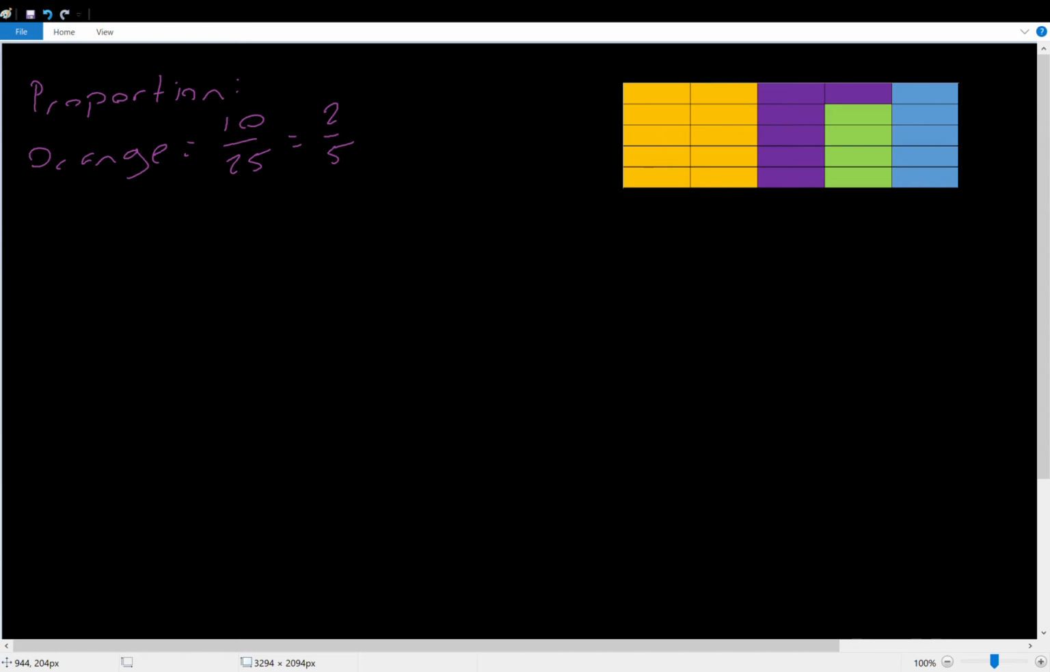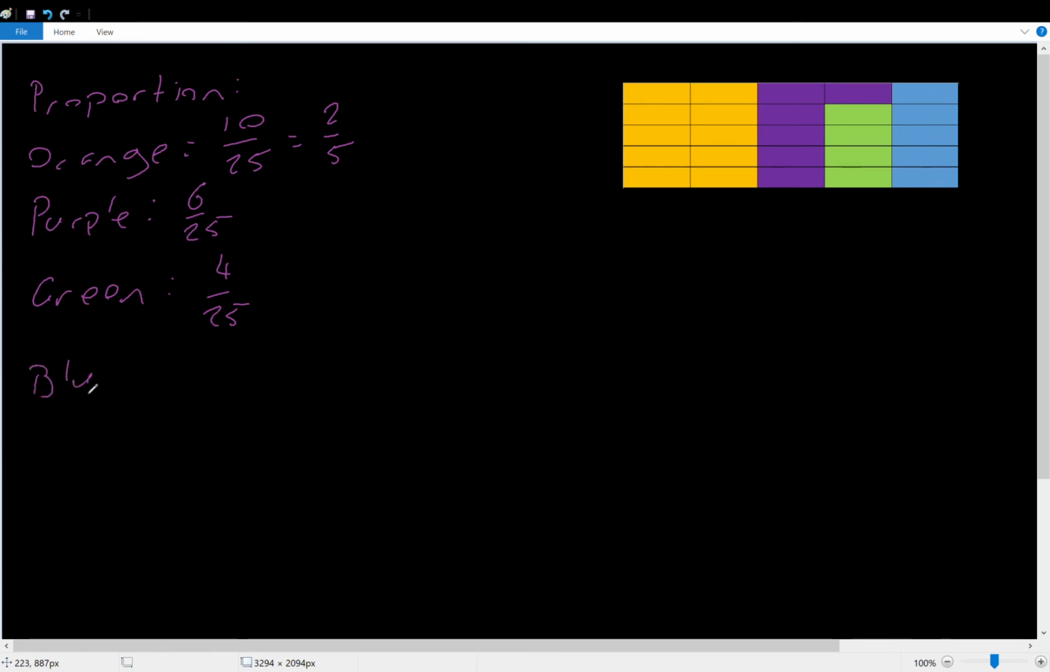Alright, and then if we look again, we'll go to purple this time. So the amount that's shaded purple, let's just count it up. 1, 2, 3, 4, 5, 6. So it's going to be 6/25 is purple. Then we'll look at the green. It's 1, 2, 3, 4. So 4/25 is green. And if we look at blue, we've got 1, 2, 3, 4, 5.